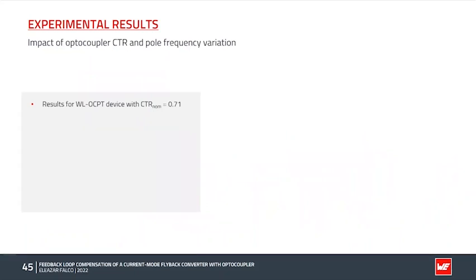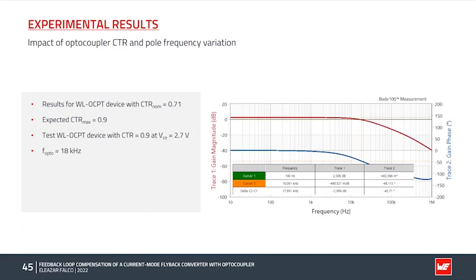These results were taken with a WL-OCPT optocoupler device with a CTR of 0.71 at the DC bias conditions. However, we know that the maximum CTR will be 0.9, as we calculated before. So what is the optocoupler pole frequency with a device with a CTR of 0.9? Well, we measure it and find a cutoff frequency of around 18 kilohertz.